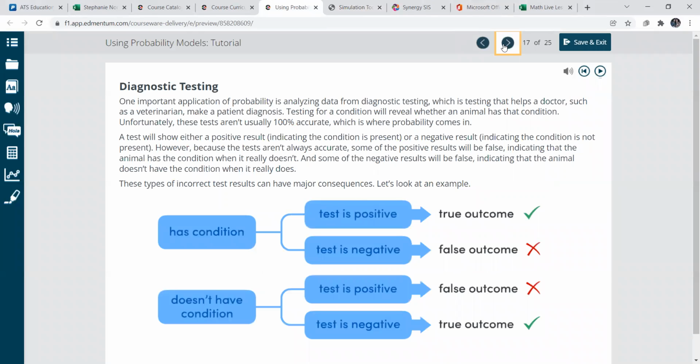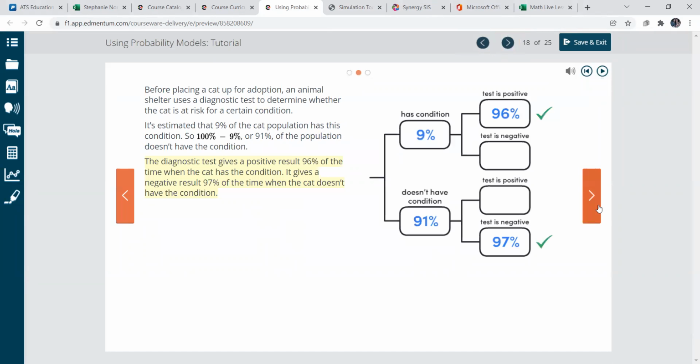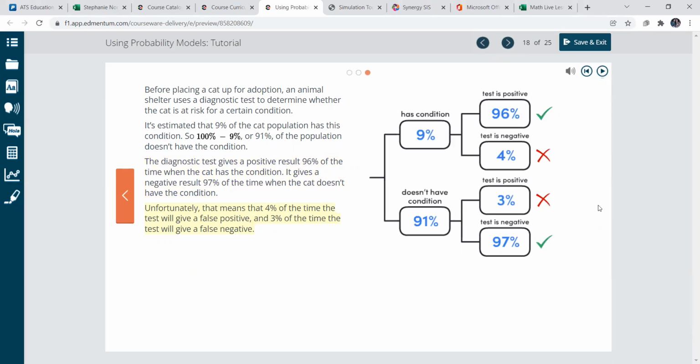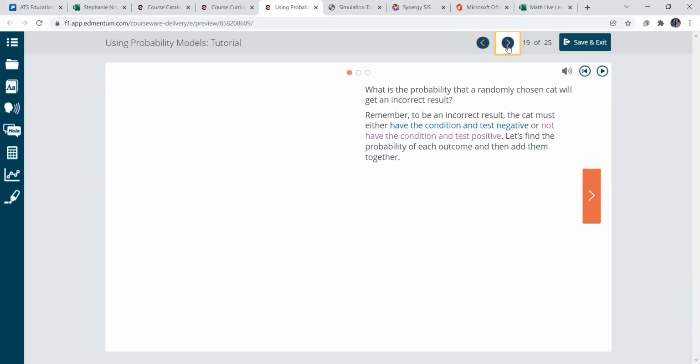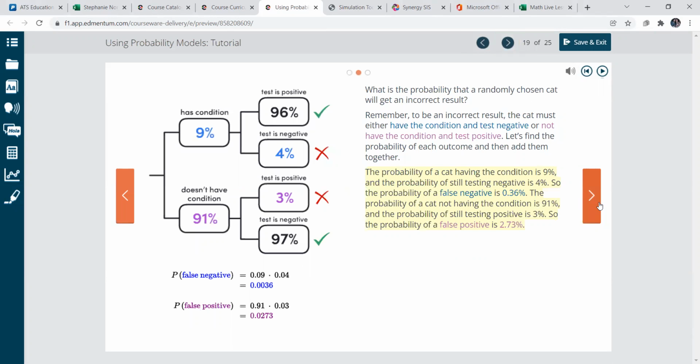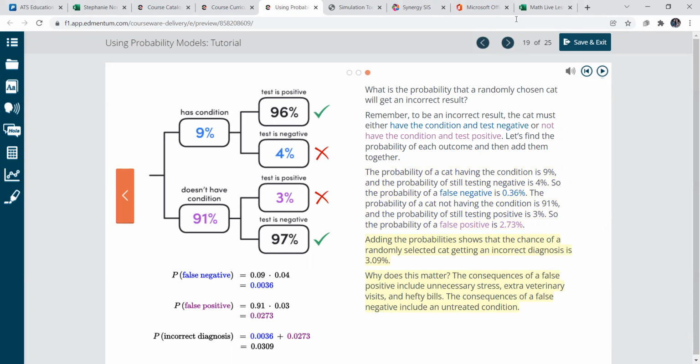All right, diagnostic testing. This just kind of goes with some other information. It talks about whether the test is false, test is negative or positive. Here are the false or true outcomes for it. And this shows like a testing. So maybe a cat up for adoption, determining whether or not it has a risk of something, maybe a certain type of health condition. We want to determine, does it have the condition or does it not have the condition? And if it doesn't, is it at risk? So this is how they would do something like that. Typically it would be some sort of genetic testing, like a blood test.